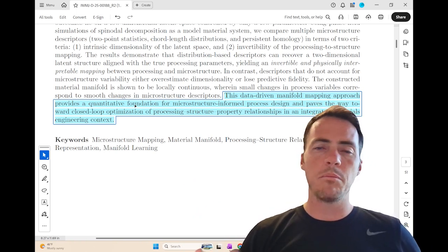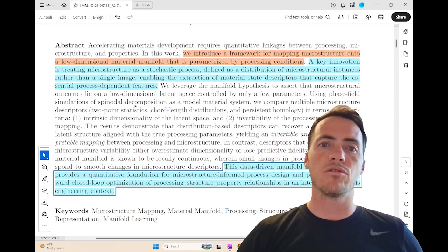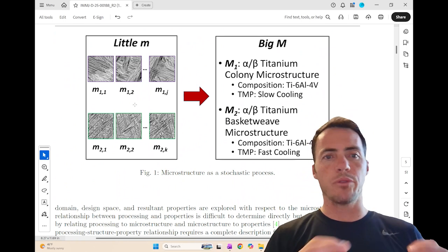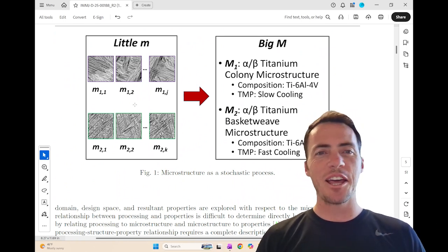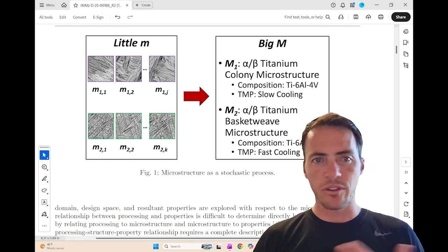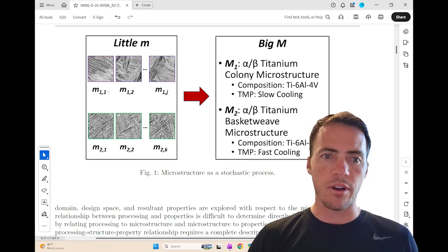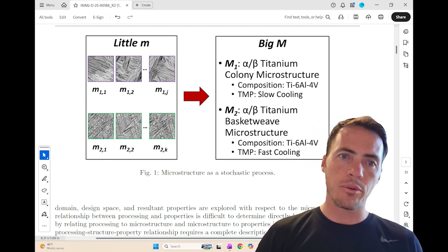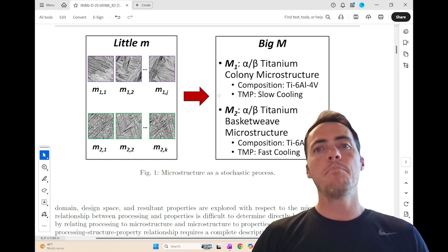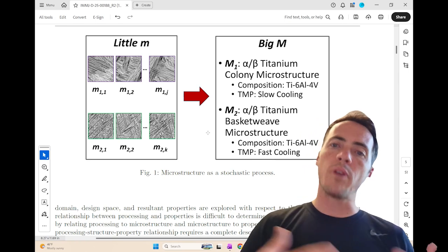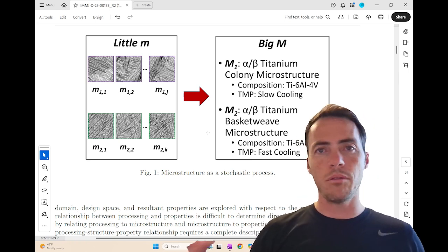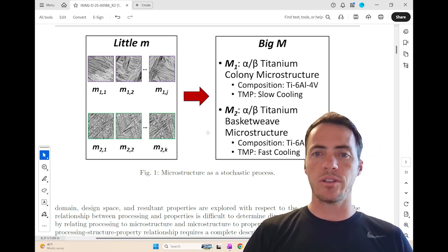So what do we mean by this stochastic distribution of images? Okay, in this paper, they point out that there's little m and big M, right? Little m are the individual instances of the microstructure. Take a look here along this top row. These are clearly similar, but they're not the same, right? Again, on the bottom row, different processing conditions, so they are similar to one another, but they're not exactly the same. Big M, on the other hand, has to do with your processing conditions. That could be a composition or how it was heated or the different aspects of how it was actually manufactured.